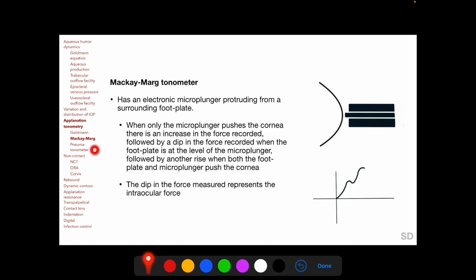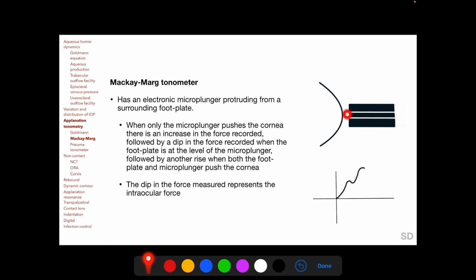Mackay-Marg and pneumatonometer are also applanation tonometers, and in certain situations they offer an advantage over the Goldmann applanation tonometer. The Mackay-Marg tonometer has an electronic microplunger, from which the force is recorded, protruding from a surrounding footplate. During the procedure, initially only the microplunger pushes the cornea and there is a sharp increase in the force recorded from the microplunger.